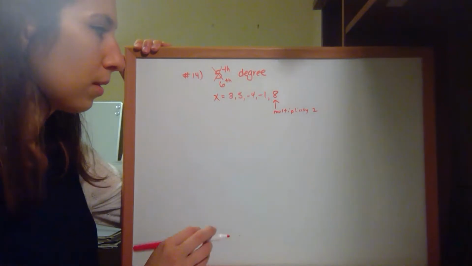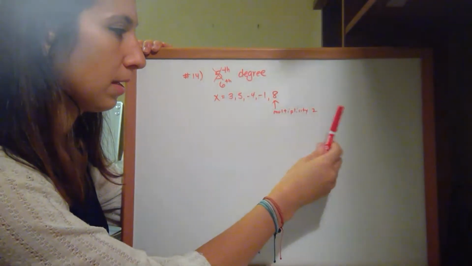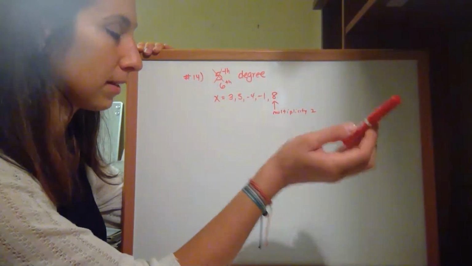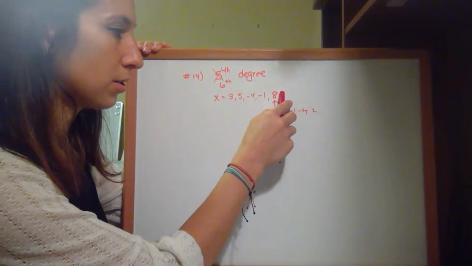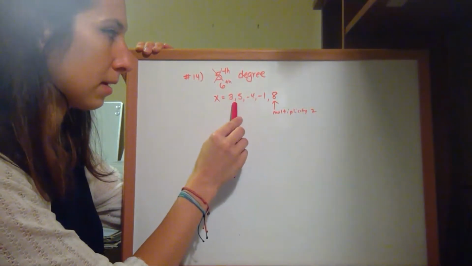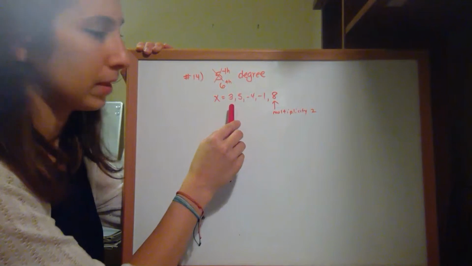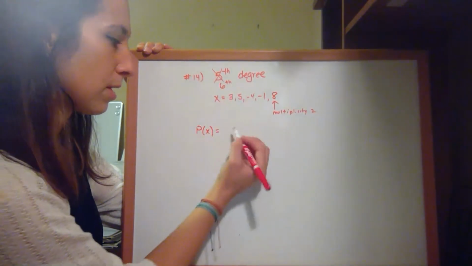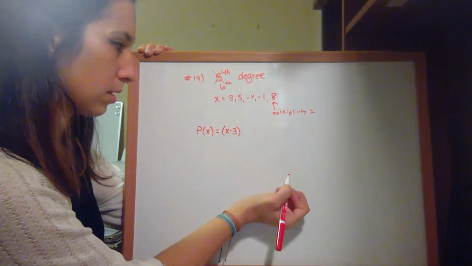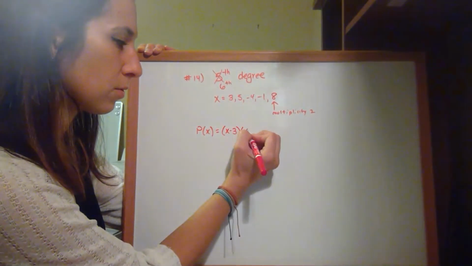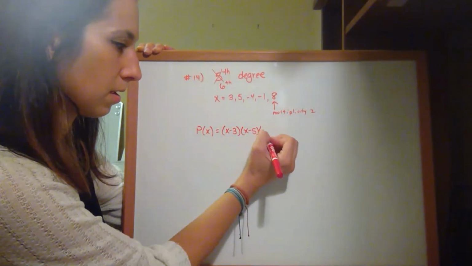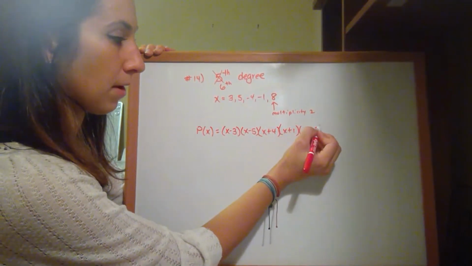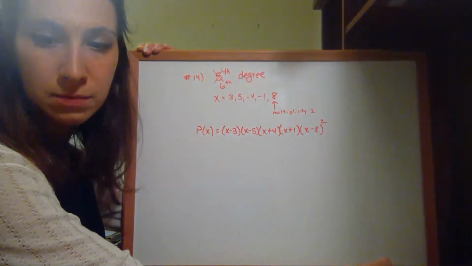Okay, so if there's multiplicity 2, we still count that as, I mean, it's a double of the same thing, but we still count that as 2 roots. So that's 1, 2, 3, 4, 5, 6. This is a 6th degree polynomial. So I'm going to start it off by writing factors. If 3 is the root, then x minus 3 is the factor. If 5 is the root, then I have x minus 5. Then x plus 4, x plus 1, and then for 8, it gets squared because of multiplicity 2.